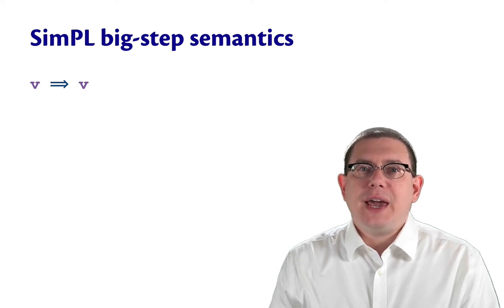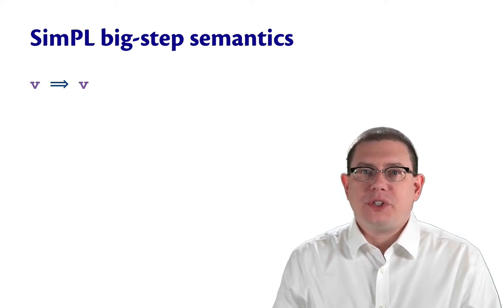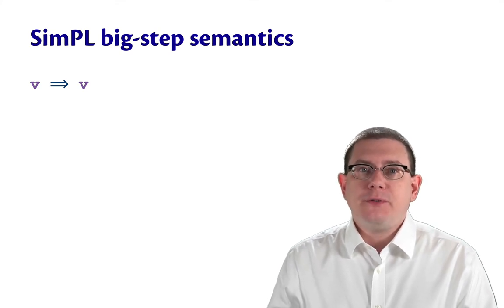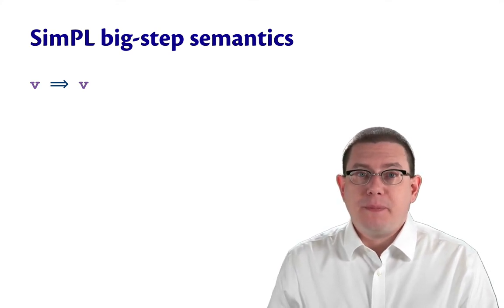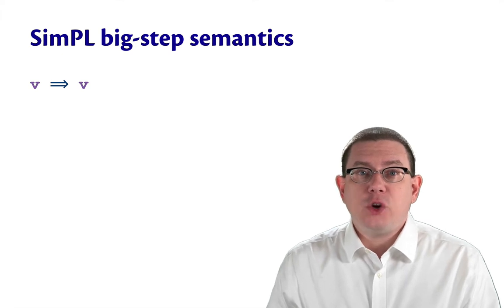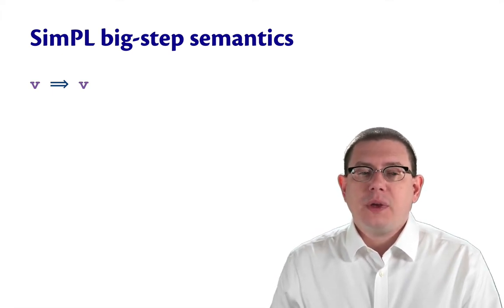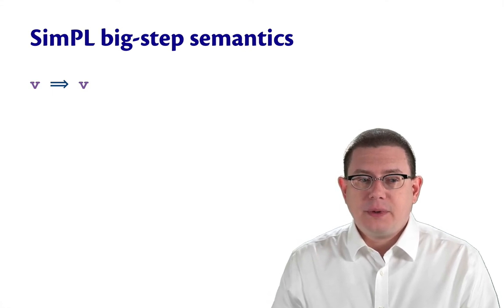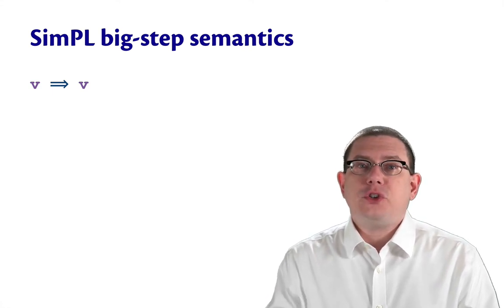Now that we've completed a small step interpreter for simple, let's write a big step interpreter for it to appreciate the difference between those two styles of semantics, those two evaluation relations. The big step semantics for simple is as follows. A value big steps to itself.